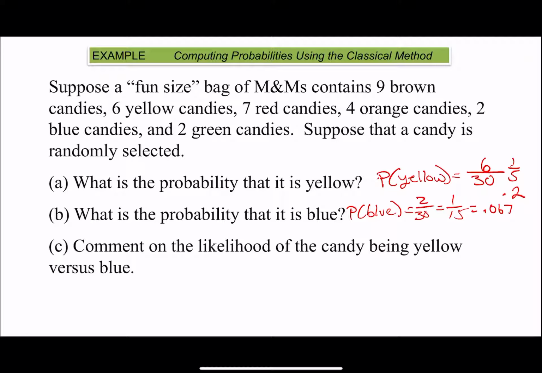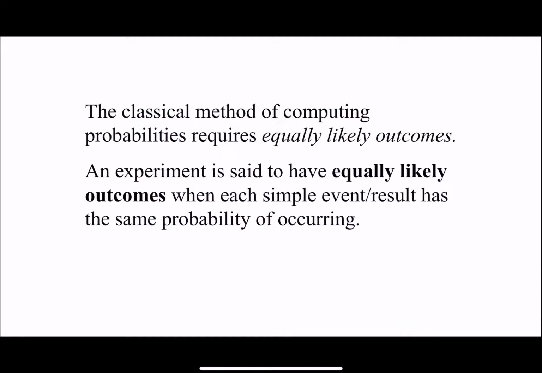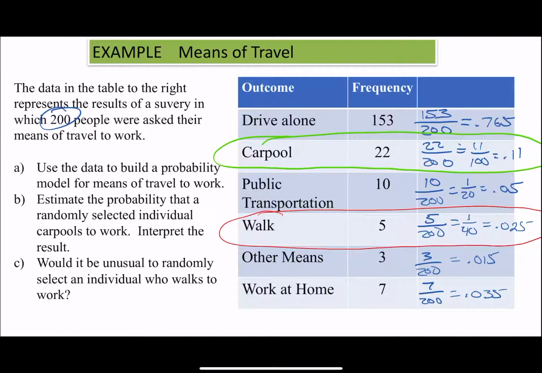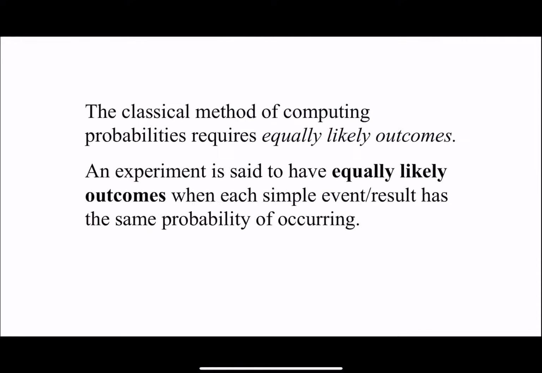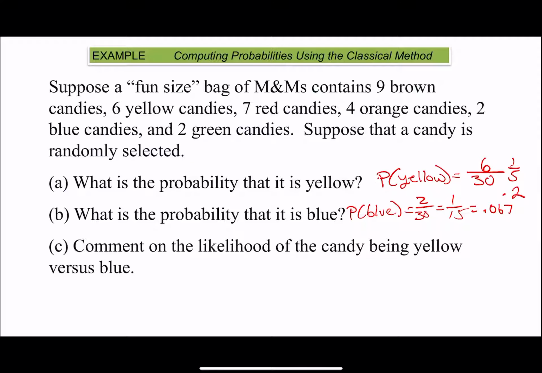I just realized that I forgot to talk about something back here. Sorry about that. When I talked about interpreting the results, we have individuals that carpool, so an 11% chance. It's saying that out of 100 people, 11 of them will carpool to work. That's what I mean by interpret. So if there were 100 people, 11 would likely carpool to work. Okay, sorry about that. Let's go back here.